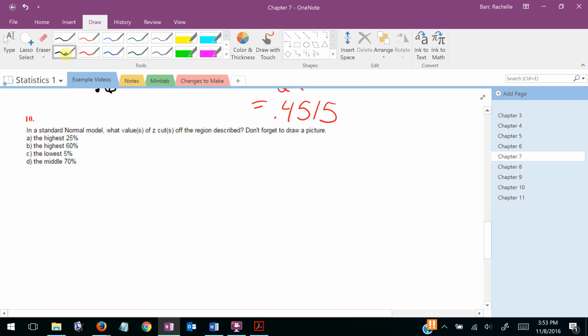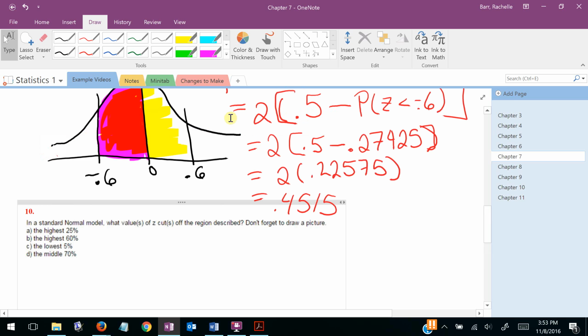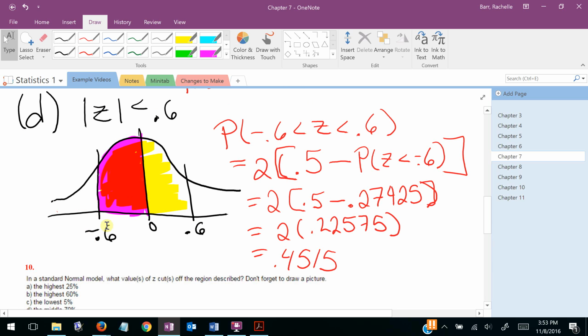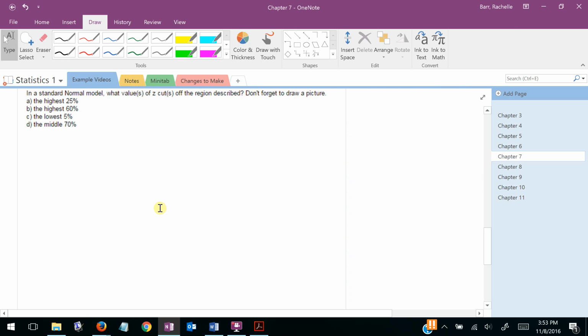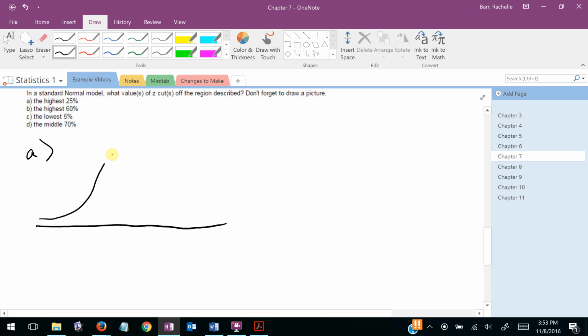So when I think about this, I'm doing the opposite of what I've done before. If you look at my previous examples, I've always taken a z-score, shaded my probability, and found my probability based on the z-score. We're going to go backwards now. We're going to take a particular probability and come up with the z-score associated with it. So I want the highest 25%. So I want this area right here to be 0.25.